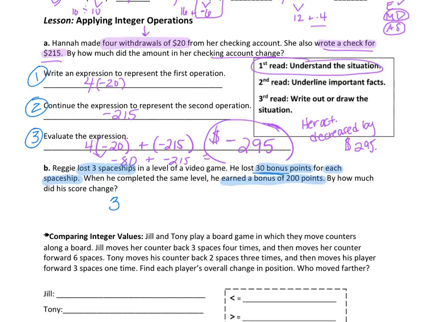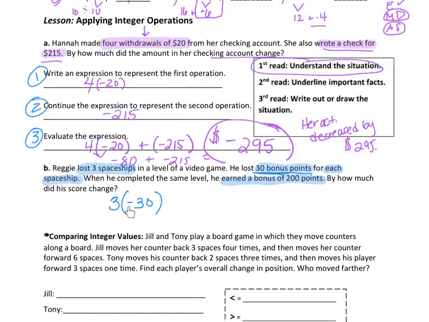And then he lost 30 bonus points for each spaceship. So that would be a negative 30. And then times 3. I was pausing a little bit because I could see people putting negative 3 and negative 30. But if you do negative 3 and negative 30, you end up with a positive. So we only have to account for this lost word once.